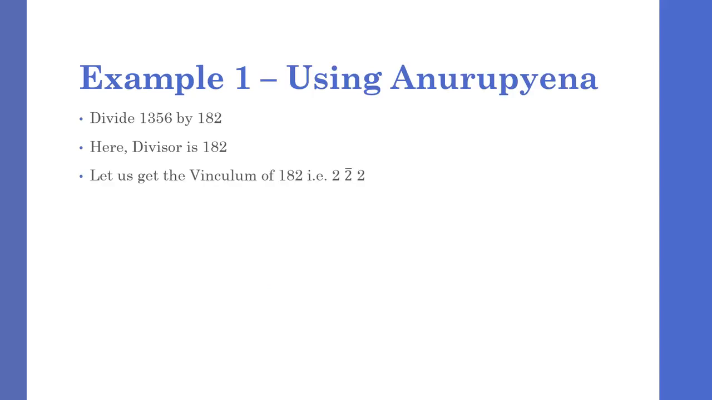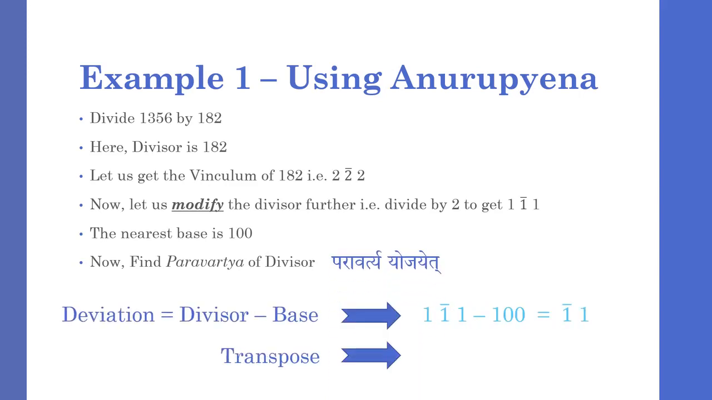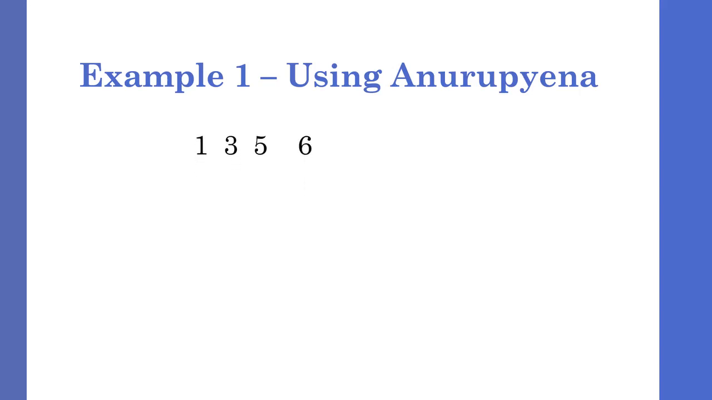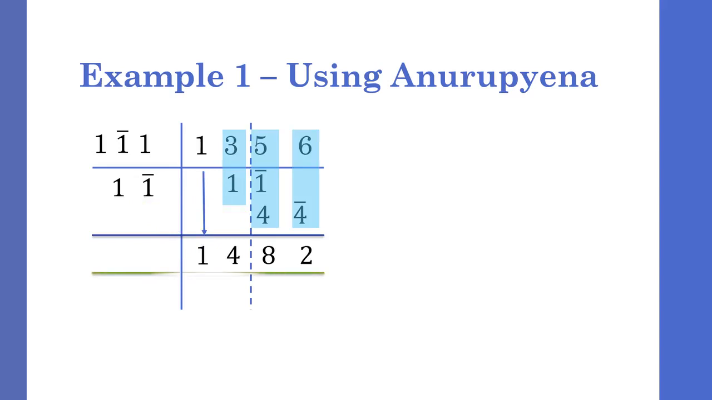Instead, if we take vinculum and modify the divisor further by dividing by 2, the divisor gets nearer the base. Now let us apply Paravartya. Now divide by the modified divisor, digit by digit, with column wise addition. The quotient we get is the modified quotient.